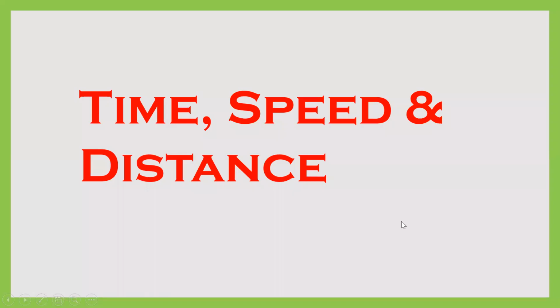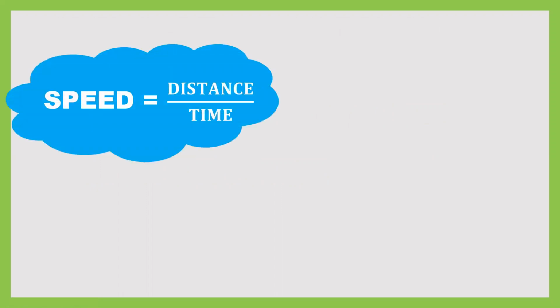In this video, we will discuss the basic concepts of time, speed, and distance and questions on basic concepts. We know speed is equal to distance upon time. If a man covers 55 km in 5 hours, the speed is 55 upon 5, which is 11 km per hour.